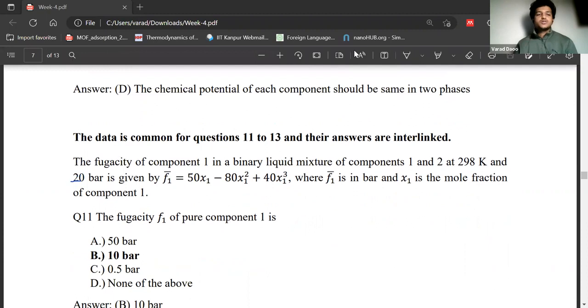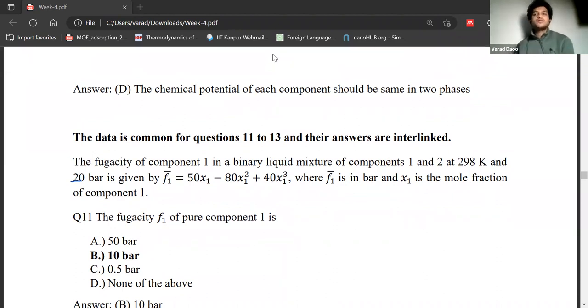I hope the question is clear to everyone. I'll give you a couple of minutes to understand and solve the problem. If the question is not clear, you can ask.